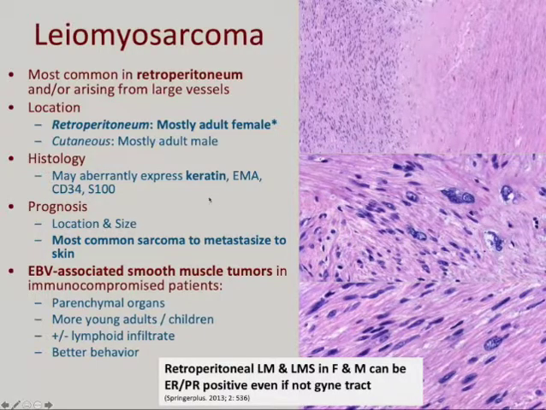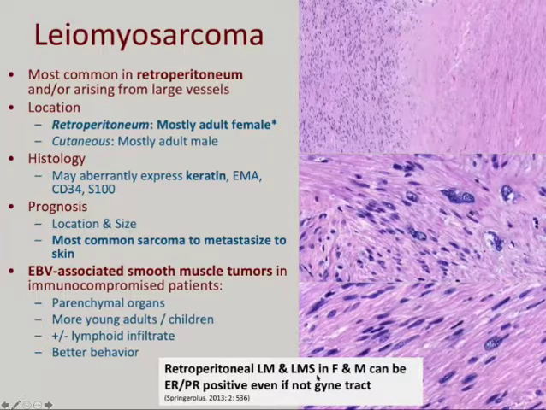Remember that sometimes they can aberrantly express keratin, so don't let that fool you. Just like a lot of sarcomas can aberrantly express keratin, we're gonna go through all of them in this talk. If you have an immunocompromised patient, you may want to throw an EBV on it because these tend to be better behaving if they're EBV positive.